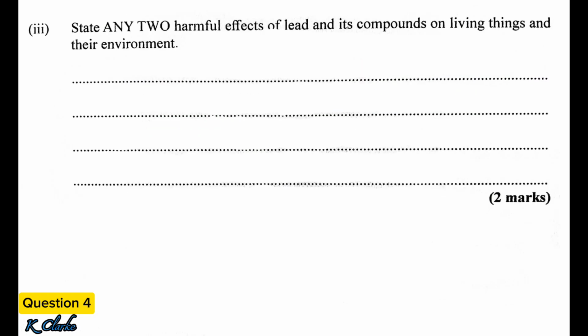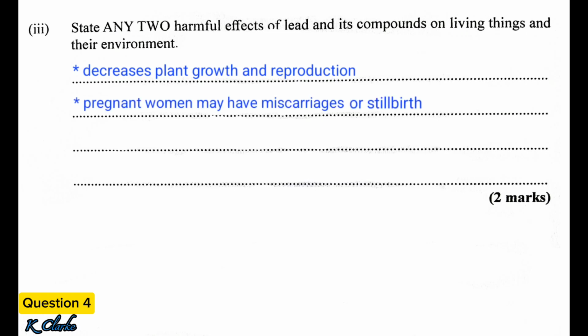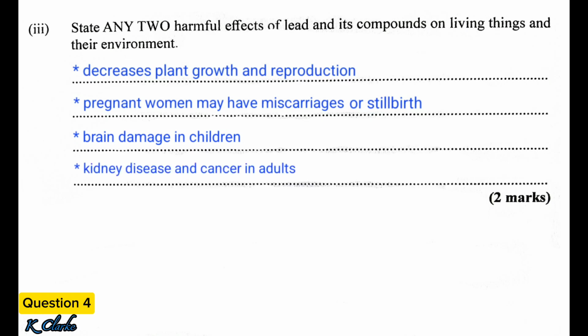Part 3. State any two harmful effects of lead and its compounds on living things and their environment. Possible answers include decreases plant growth and reproduction. Pregnant women may have miscarriages or stillbirth. Brain damage in children. Or you could write kidney disease and cancer in adults.